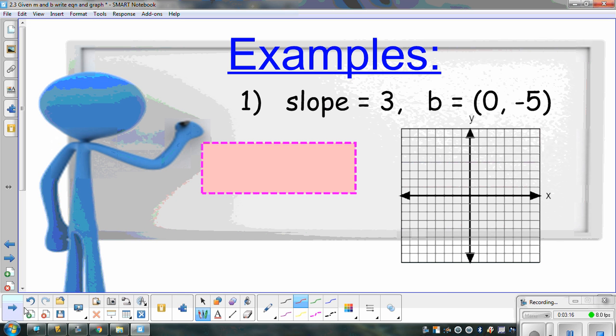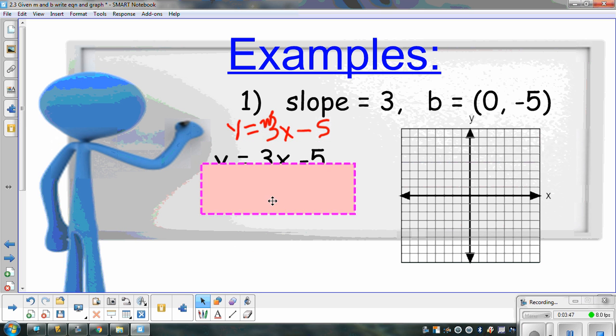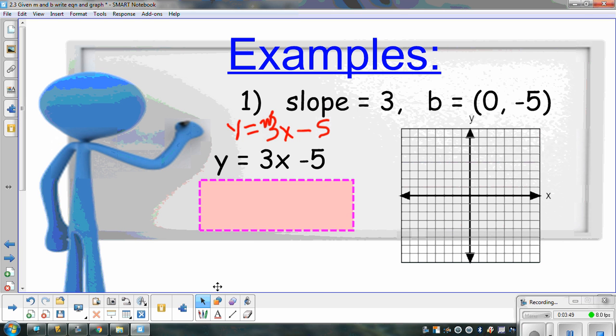Here's the first one. If I give you the fact that the slope is 3 and the b, the y-intercept, is at 0, negative 5, which means we're using the number negative 5, would you be able to write the equation? y equals, sub in your 3 for the slope, so y equals 3x, and then it's minus 5 because it's a negative 5. You could put plus negative 5, or you could just simply write minus 5. So we would come up with the equation y equals 3x minus 5.